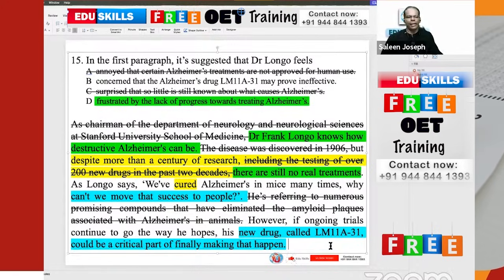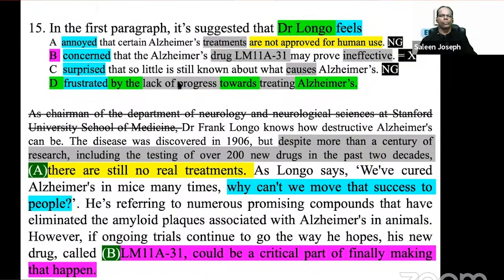However, if ongoing trials continue to go the way he hopes, his new drug called LM11A31 could be a critical part of finally making that happen. Okay, that is one step ahead. He is speculating, his hope. Now, two are left. Concerned that the Alzheimer's drug LM11A31 may prove ineffective, but in here there is hope that it would be effective. Okay, so hope this is clear for you. Clear.